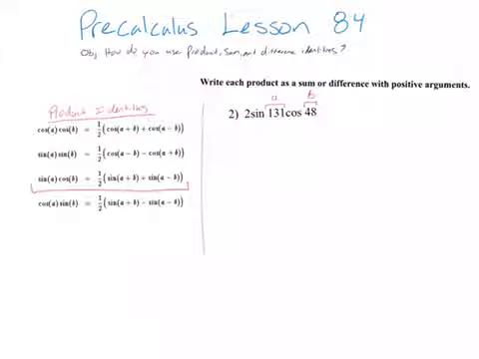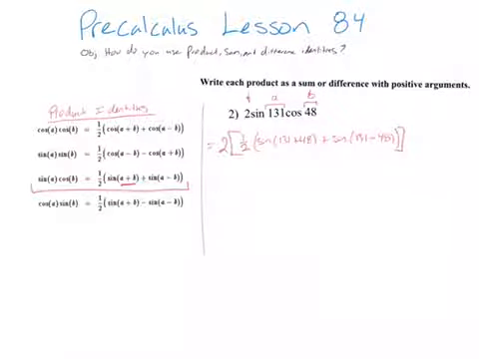and then notice we do have this 2 out in front. So I'm just going to write that 2 out in front, and then I'm going to say this is equal to 2 times 1/2 of sine of 131 plus 48, because that's from right here, plus sine of 131 minus 48. And it's actually 1/2 times both of those.